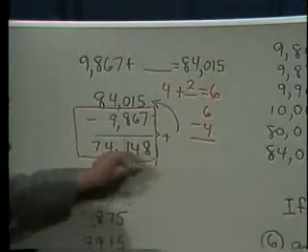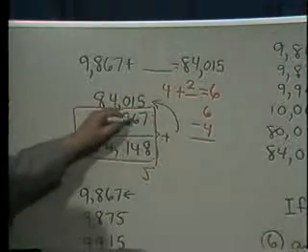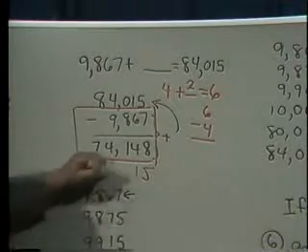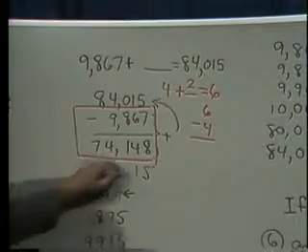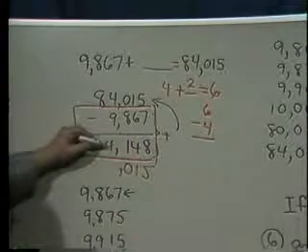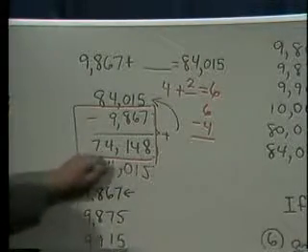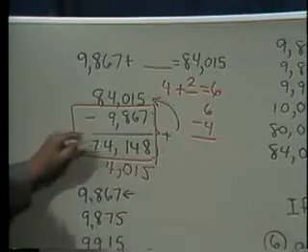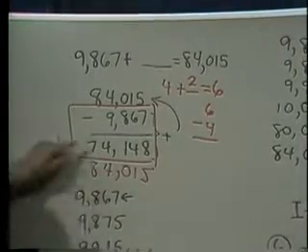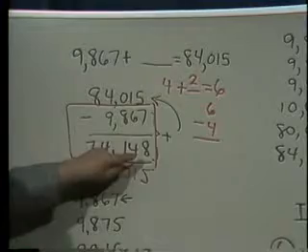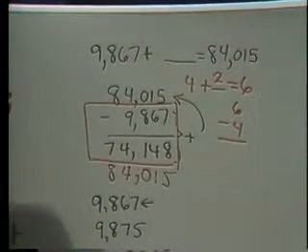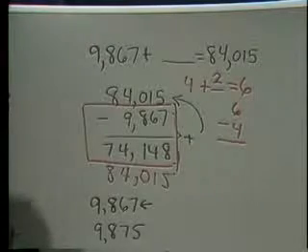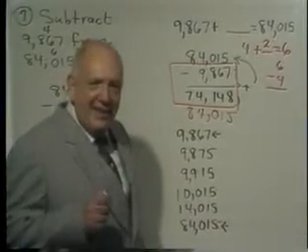See, 8 plus 7 is 15, carry the 1. 4 and 6 are 10, and the 1 you carried are 11. Okay, carry the 1. 1 and 8 are 9, and the 1 that you carried is 10. Put down the 0, carry the 1. 4 and 1 are 5, and 9 are 14. Put down the 4 and carry the 1. 7 and 1 are 8. In other words, 74,148 is the number you must add to 9,867 to get 84,015 as the sum. You see that? You see the difference?